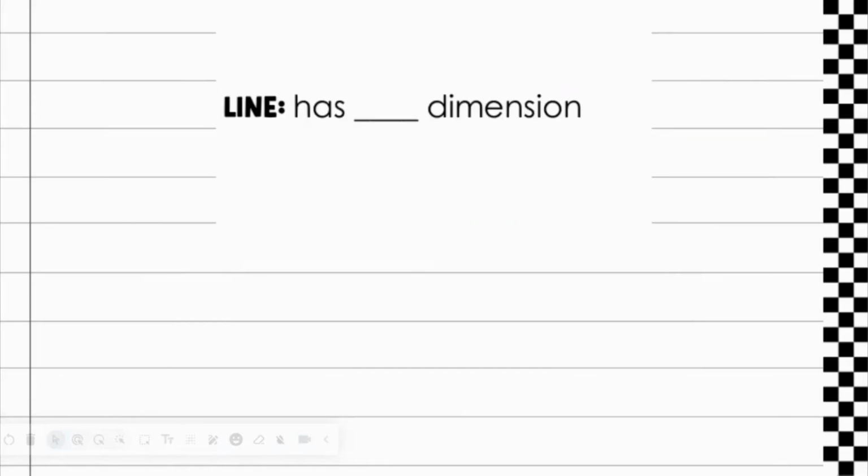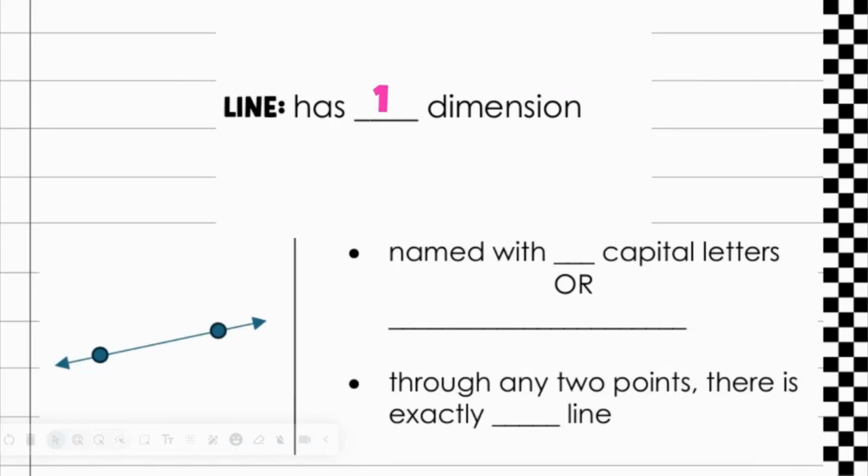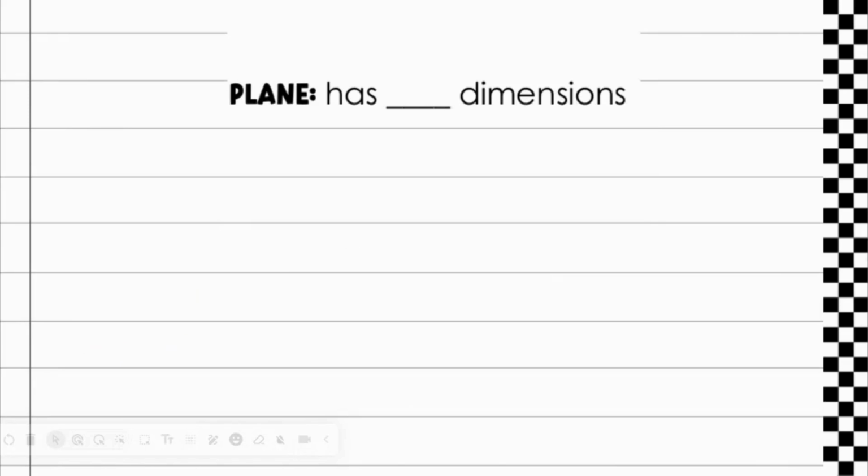A line is going to have only one dimension. Essentially, it's just going back and forth, back and forth. You're going to name this with 2 capital letters. So for example, this would be called line AB. And since it's a line, we have to indicate it's a line, so we're going to put a little line symbol on top of it. Now, the other way you could name a line is not just with 2 capital letters, but sometimes you have a little letter here like M, and in this case you would call it line M. Through any 2 points, there's going to be exactly 1 line.